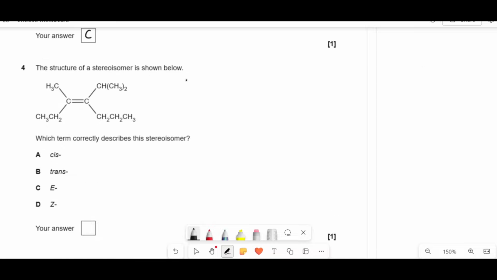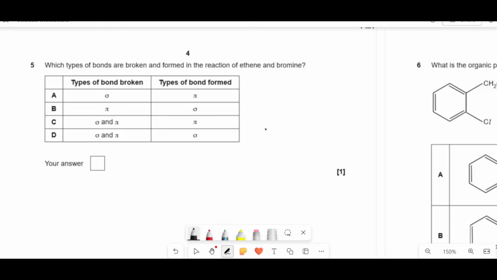So the structure of a stereoisomer is shown below. Which term correctly describes the stereoisomer? So here we've got two different groups and we've got two different groups. If we have a look, the higher priority stuff is on the opposite sides. Can you see how that's here, like the other higher priority bits here and versus here and here? Now, because there's four different groups and there's no hydrogens, you don't need one of them like this. It's going to be E instead of trans. So there you go.